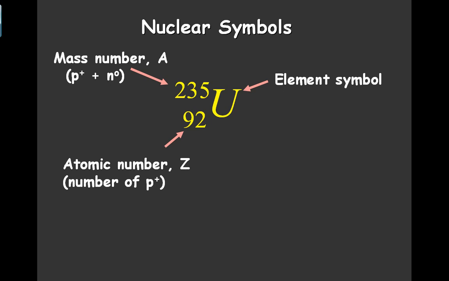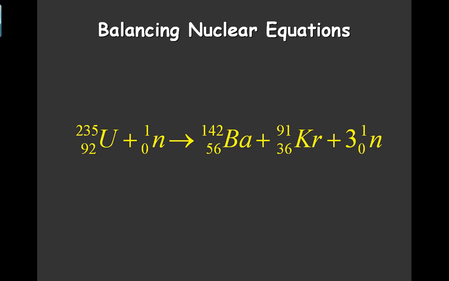So this is typically the way that you would write an isotope when you want to specifically state what the mass number of the isotope is, which is what we need to do in nuclear chemistry. Now, when you put those symbols into an actual equation, you get what you see here on the screen.